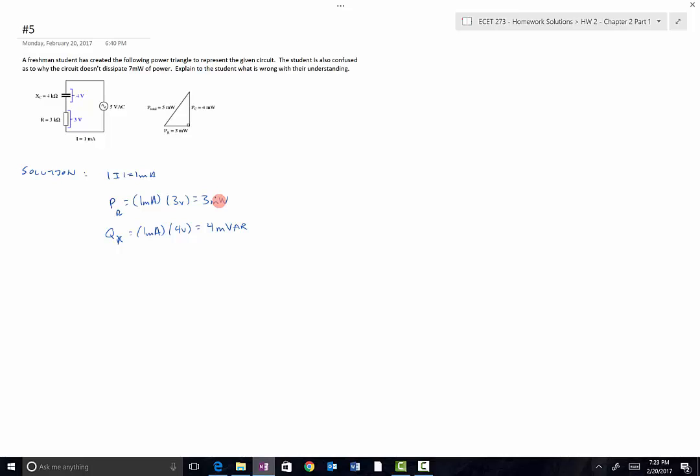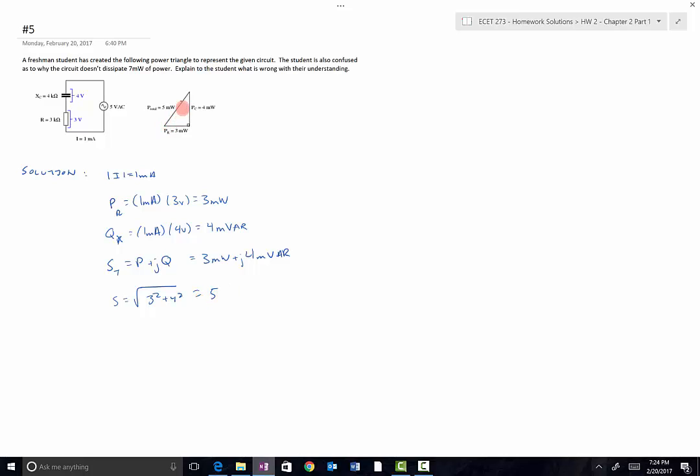So the total circuit power is not given in watts, instead it's given by apparent power, which is the complex sum of P and Q. And to indicate that they're out of phase, it's P plus jQ. So we get 3 milliwatts plus j 4 millivar. We have to determine what the hypotenuse of this triangle is, and that is that S is equal to root of 3 squared plus 4 squared, which as depicted here is equal to 5.